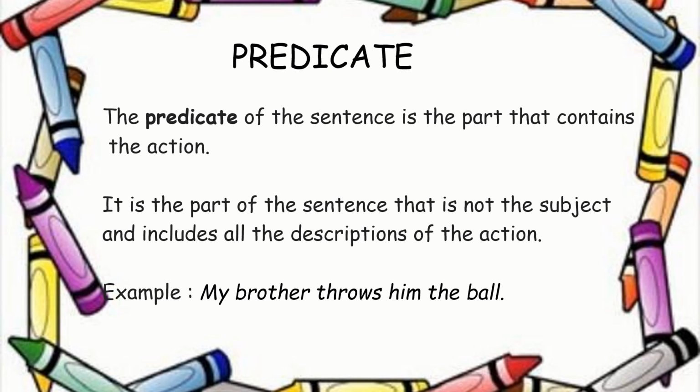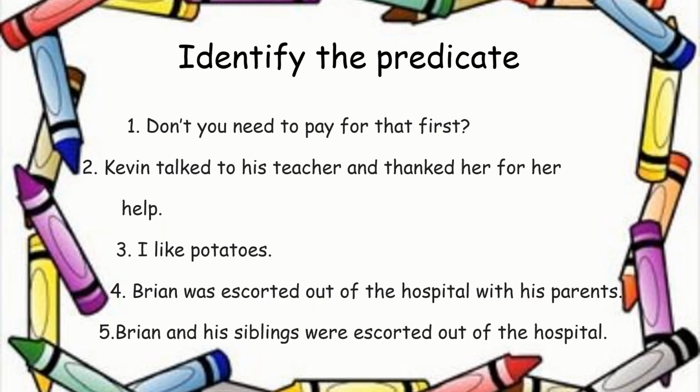For example, my brother throws him the ball. So which is the verb? Throws. So from throws to the last, throws him the ball, this is the predicate, whereas my brother is the subject. Now, let us identify the predicate in the following sentences. Don't you need to pay for that first? So first you have to find the verb. Need is the verb. So from need till the last will be the predicate.